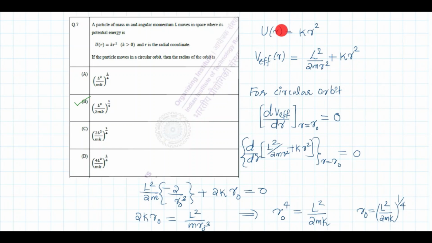For a central force problem, if the potential is a function of the radial coordinate only, then the next step is writing the effective potential, that is always the given potential plus L square by 2m r square. Then for a circular orbit, this effective potential should have a minimum or maximum, and for a stable circular orbit it should be a minimum. In order to find the position of the minimum, the first derivative should be 0, and by applying that condition, the radius of the circular orbit will be L square by 2mk raised to 1 by 4.